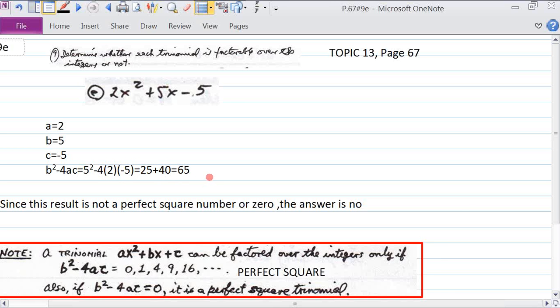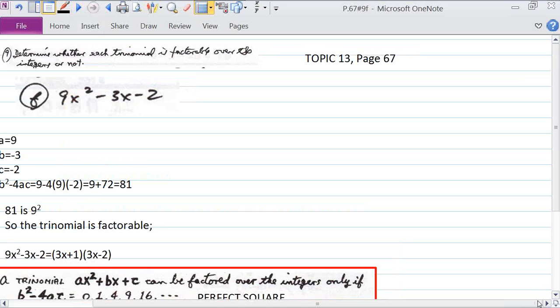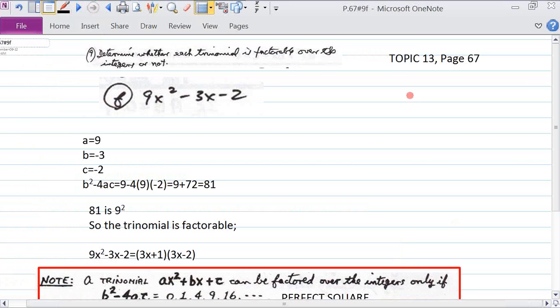No. 64 is a perfect square, which is 8 squared, and 9 squared is 81, but 65 is not. So we can't factor this using only integers. We go to the next problem, same kind of a problem with different numbers.